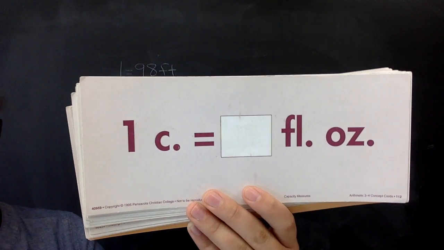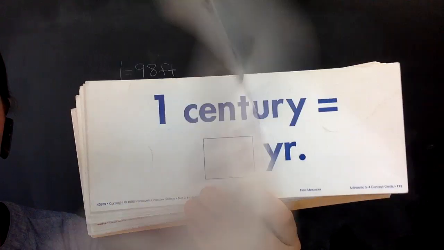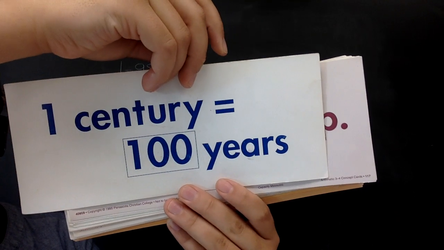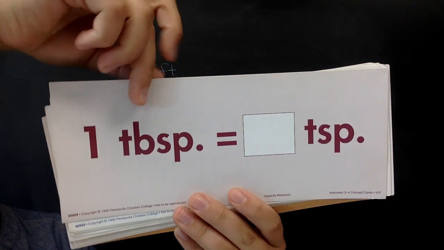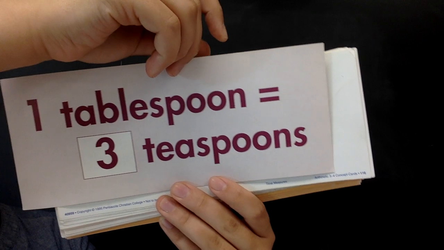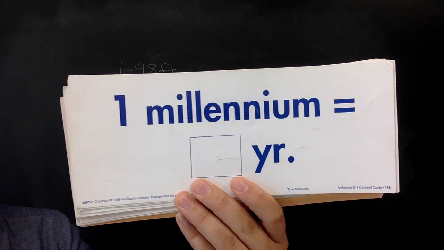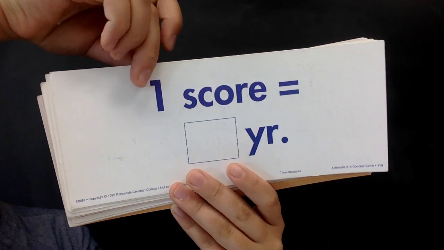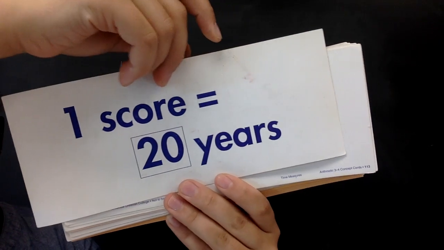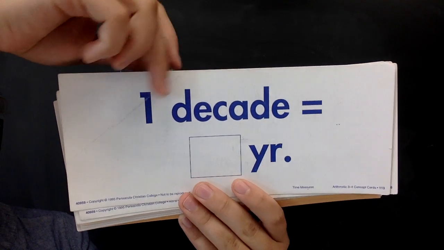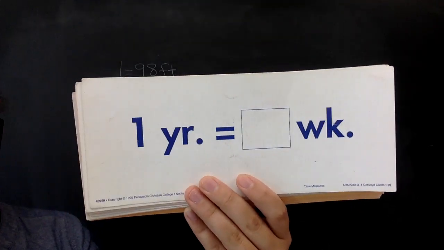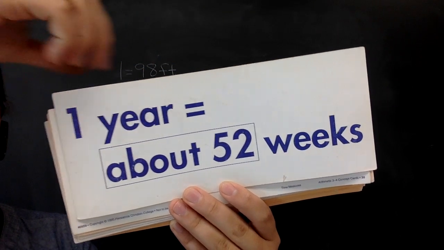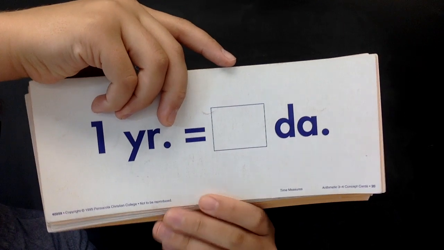10. 1 cup equals how many fluid ounces? 8. 1 century equals how many years? 100. 1 tablespoon equals how many teaspoons? 3. 1 millennium equals how many years? 1,000. 1 score equals how many years? 20. 1 decade equals how many years? 10. 1 year equals how many weeks? About 52.